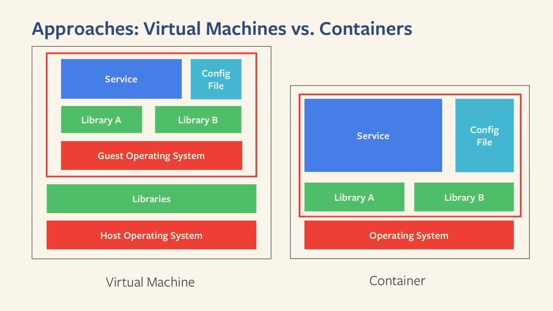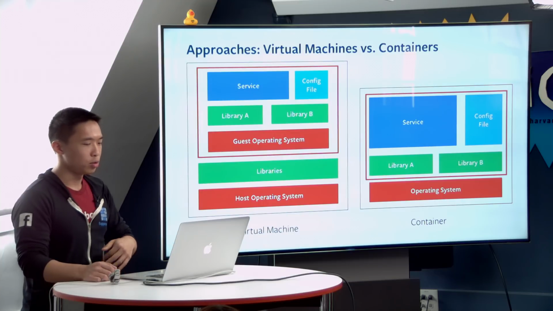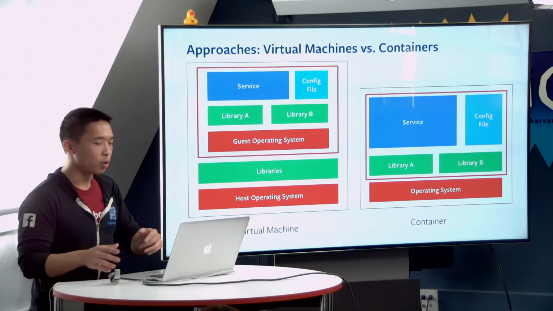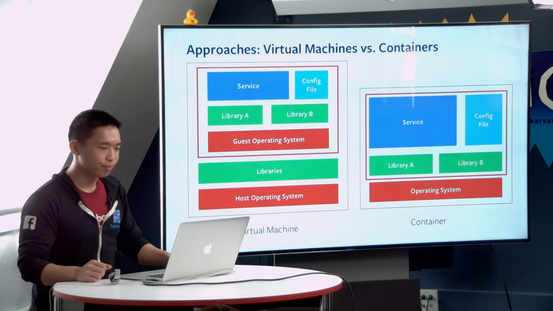And here's a diagram that shows how these relate to each other. On the left, you have my service, the blue box, running on top of a guest operating system, which itself is running on top of another operating system. And there's some overhead because you're running two operating systems at the same time. Versus a container, where we eliminate that extra overhead of the middle operating system and run our application directly on the machine with some protection around it.